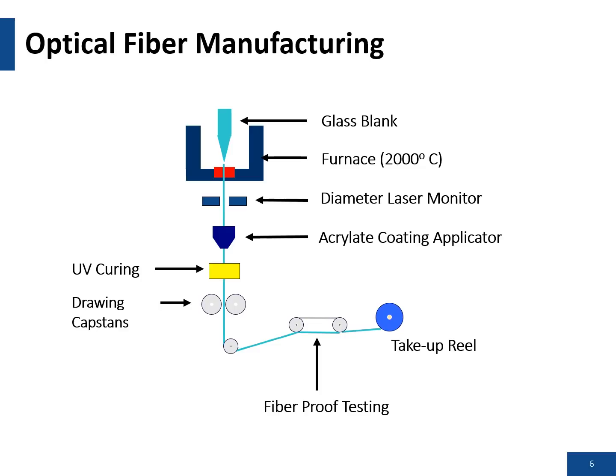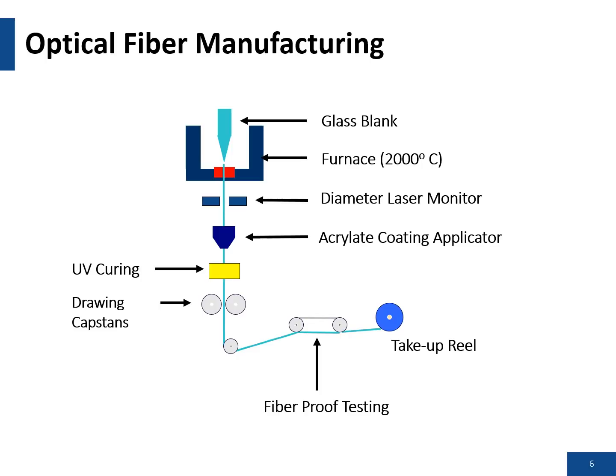A pair of tweezers reaches up into the furnace to grab what's called the glob and start the fiber to string or draw. It's pulled down through a multiple laser monitoring system that checks the key parameters of the diameter, and then it goes through an acrylate coating applicator that then goes into a UV curing oven and continues to be pulled through using the drawing capstans.